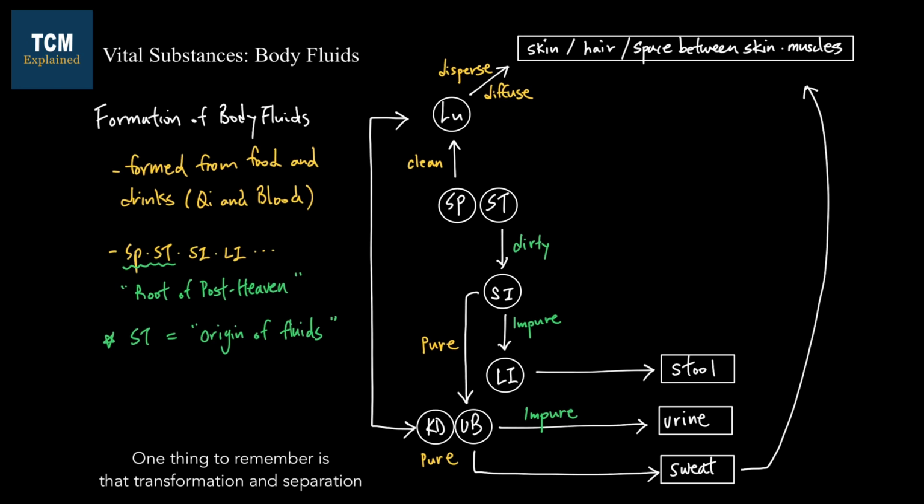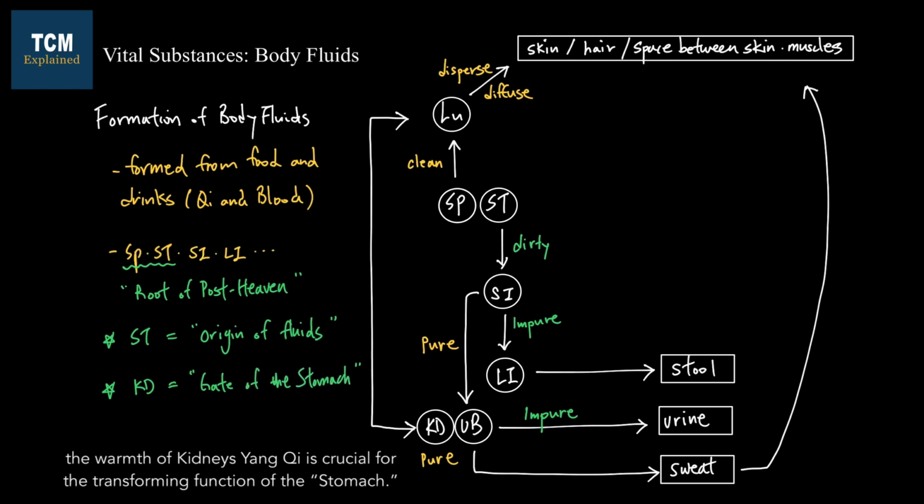One thing to remember is that transformation and separation by these organs rely on yang qi of the kidneys. We know that in order for qi to have transforming function, there must be warmth. The kidneys are known as the gate of the stomach because the warmth of kidney yang qi is crucial for the transforming function of the stomach. So if the kidneys fail to provide this warmth, we can expect secondary problems to arise at the stomach.